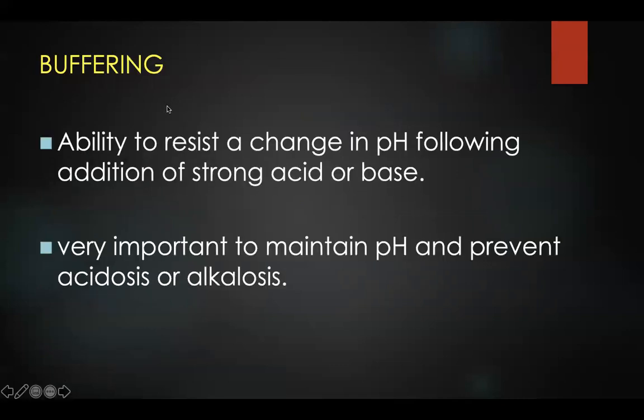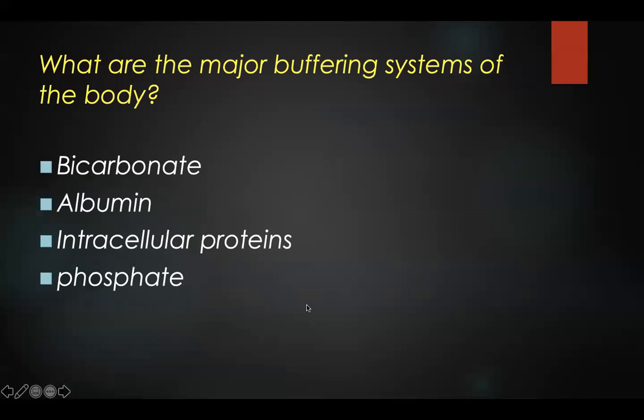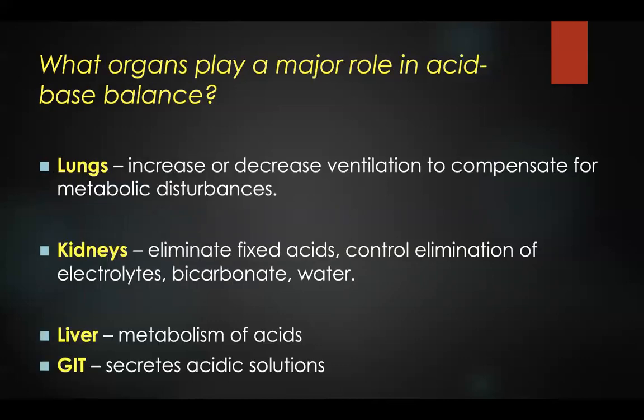Now, buffering is the ability to resist a change in pH following addition of a strong acid or base. And it is very important to maintain pH and prevent acidosis and alkalosis. That's why we have normal buffers in our body. So what are the major buffering systems of the body? You have the bicarbonate, albumin, intracellular proteins, and phosphates. And what organs play a major role in acid-base balance? You have the lungs, kidney, liver, and GI tract.